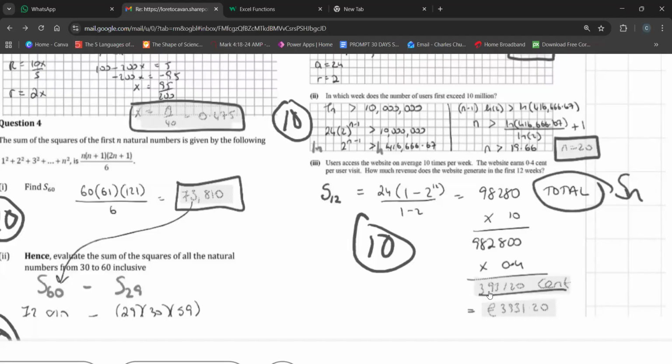So revenue, it sounds like we are adding something, as in we're looking for the total of something. If users access it 10 times per week, so remember each week, no, I don't think we need that information. 10 times, and for each visit, we spend 0.4 cents. So that means each week is going to be 10 times 0.4, which is 4 cents per week. Let me see how I can interpret this. But it's definitely a sum of something. The question now is how do we link it to show that it is a sum of the first 12 terms?